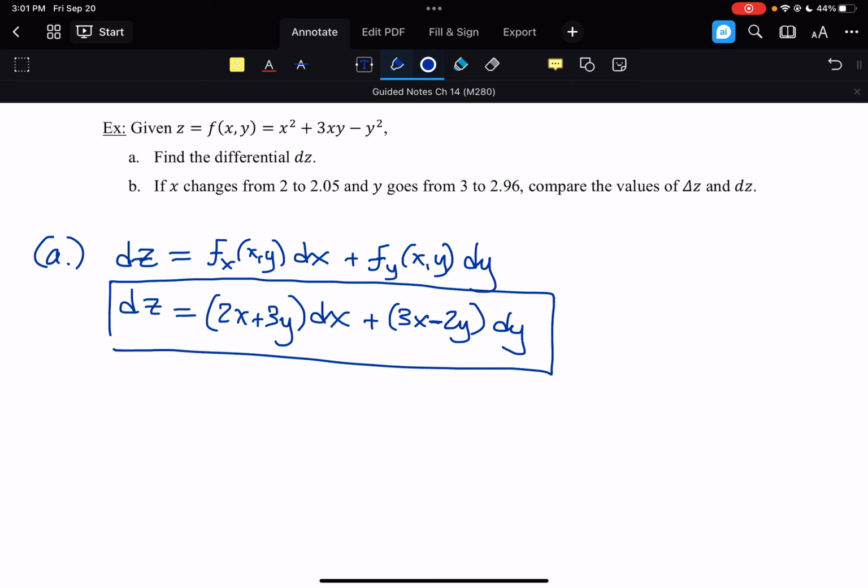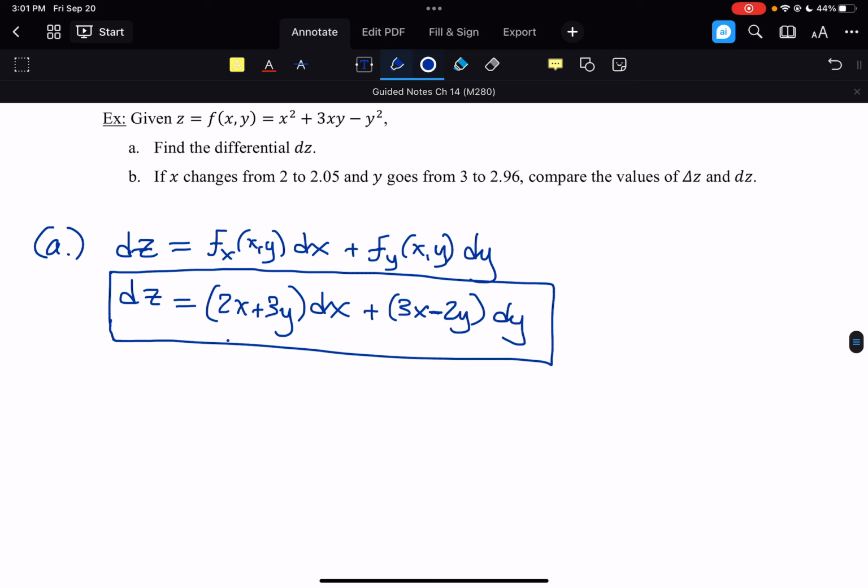So this is our formula for dz, okay, for the differential. So now, let's go ahead and figure out how accurate this will give us for an approximation. So let's see. X changes from 2 to 2.05.